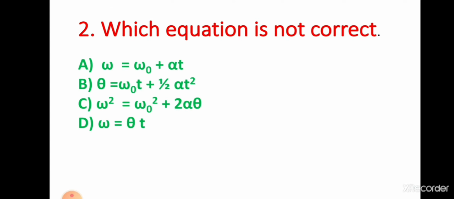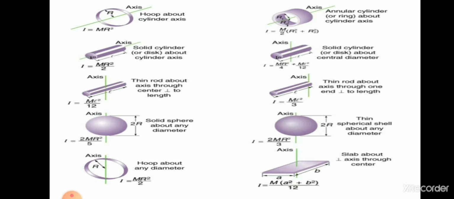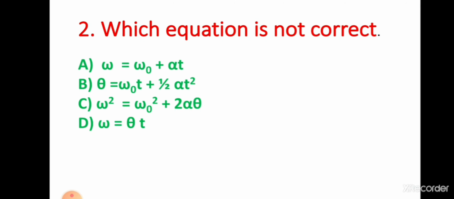Now let us see question number 2. Which equation is not correct? If we see these equations, then we can easily find the wrong one among these 4 formulas. The wrong one is, I guess, option choice D. Option choice D, omega is equal to theta by t, is the wrong one, because the actual formula is theta is equal to omega into t. So all other equations A, B, C are correct except D.